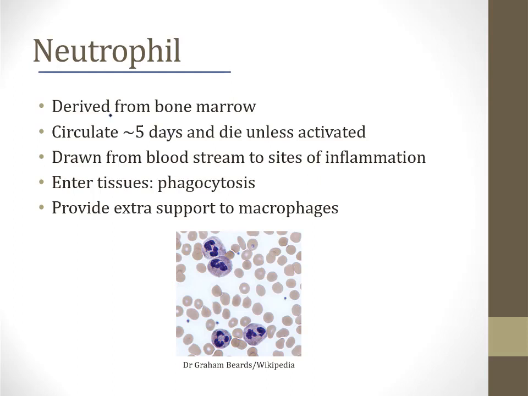These cells come from the bone marrow and they circulate in the bloodstream for about 5 days, and then they die through apoptosis unless they become activated. If they are activated by some of those inflammatory mediators, then they can be drawn from the bloodstream to sites of inflammation, and once they get there, they can perform phagocytosis. So even though macrophages can perform phagocytosis, one of the most important things macrophages do actually is not phagocytosis, but it's to call in neutrophils. Neutrophils are like the on-call team for inflammation, and they will rush to tissue sites and provide extra support in terms of phagocytosis when there is dead tissue or some sort of pathogen.